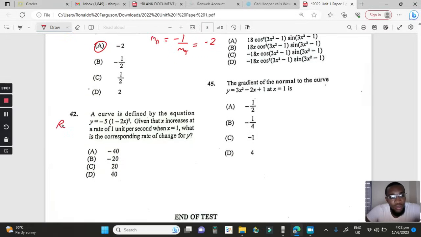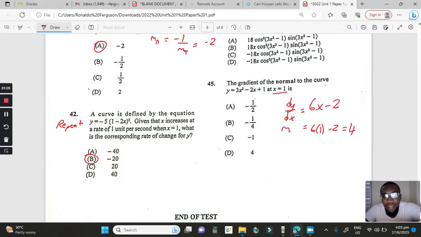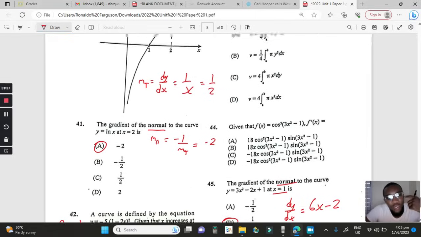Number 42 is a repeat. This one was the negative 20. Number 45 is also a repeat, but let's just find dy/dx equal 6x minus 2. Plug in the 1. 6 times 1 minus 2 is 4. That's the gradient of the tangent, and so the gradient of the normal is minus 1 over 4. That's the normal I want. So we just have 2 more to do.